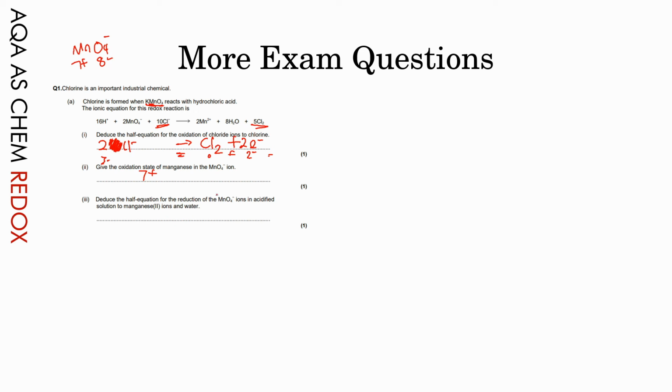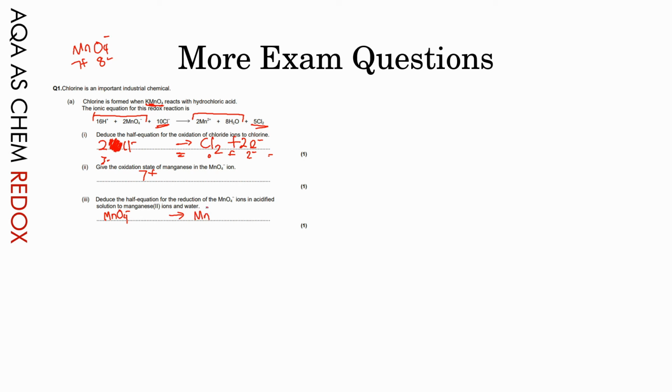Deduce the half equation for the reaction of manganate(VII) ions in acidified solution to manganese 2 ions and water. I keep saying magnesium. It's manganese. It's not magnesium. Magnesium's Mg. Right, so what this is saying is you take the rest of it, and you worry about that bit only. So first of all, let's write down MnO4 minus, because it gives you the full equation, doesn't it? And you can divide by 2 to get a simplest ratio.